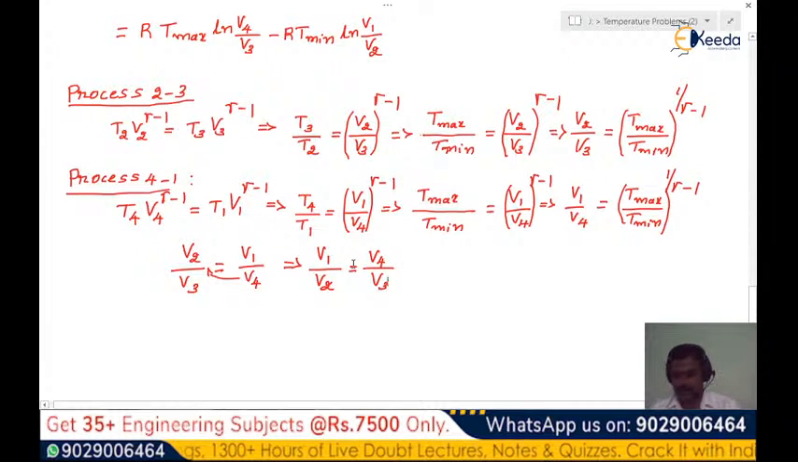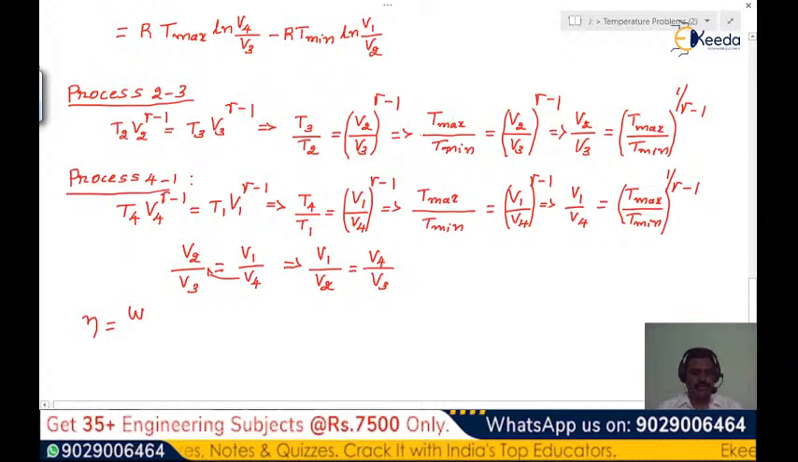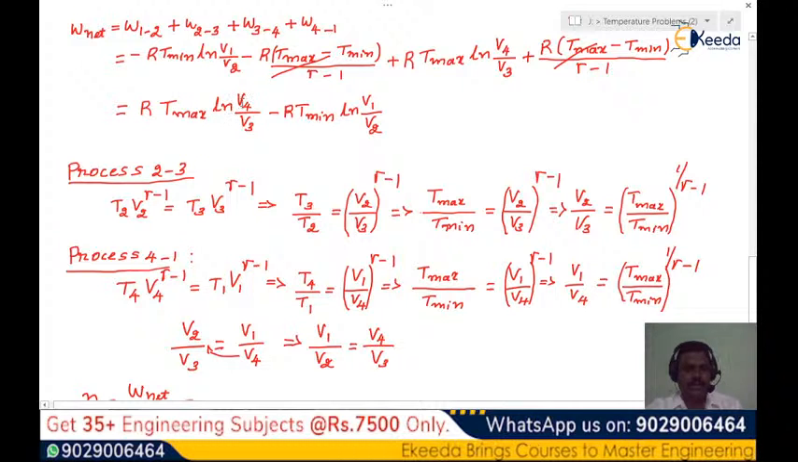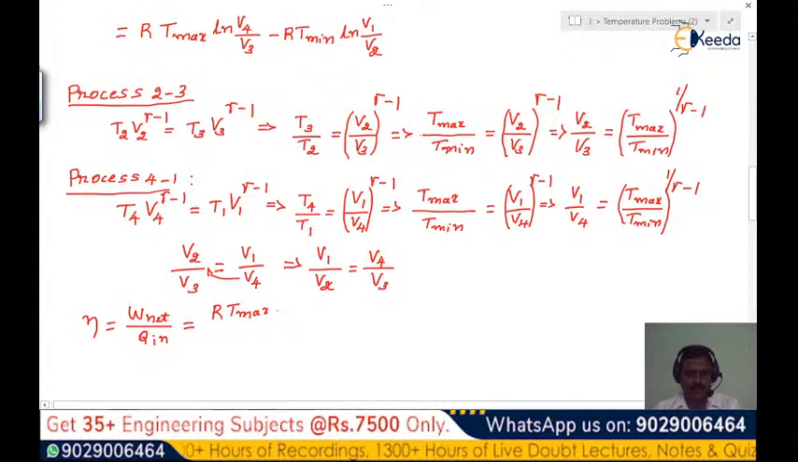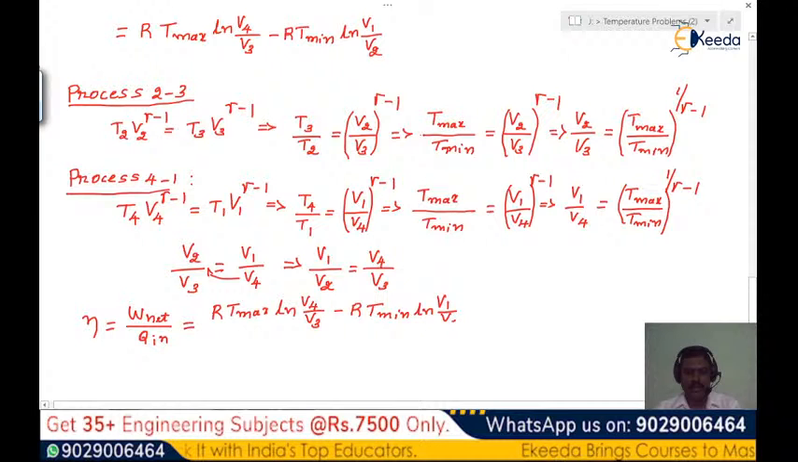Now let us find the efficiency. It is more popularly known as net work done divided by heat input. Here we know the net work done, we derived W net equal to R T max into ln V4 by V3 minus R T minimum into ln V1 by V2. So W net is R into T max into ln V4 by V3 minus R into T minimum into ln V1 by V2. This whole thing is divided by Q in.